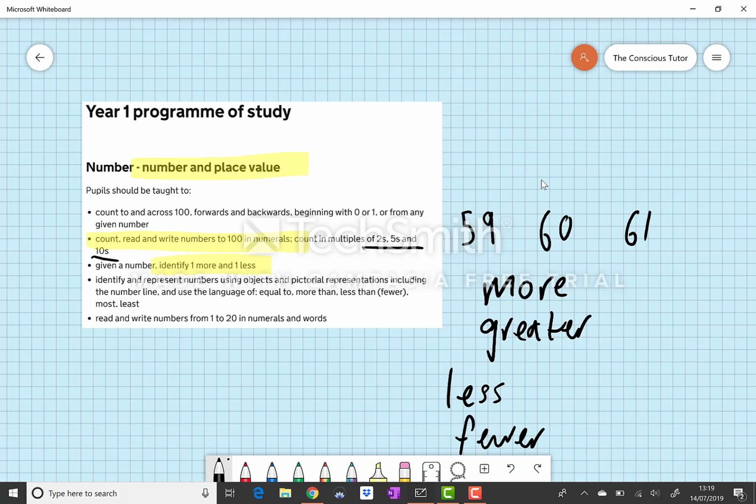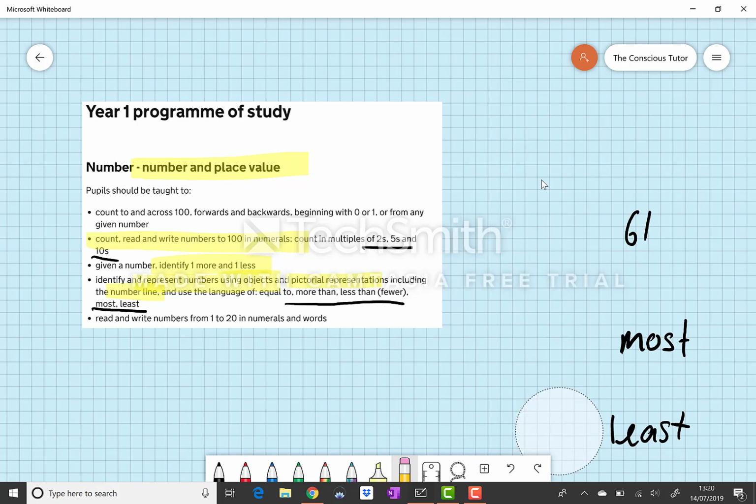The next objective in number and place value is to represent numbers using objects, drawings and pictorial representations on a number line, and again that vocabulary comes up as well: more than, less than, fewer than, most and least. So if we have a look at how we represent numbers and how we can amend numbers to show what they look like in pictures.